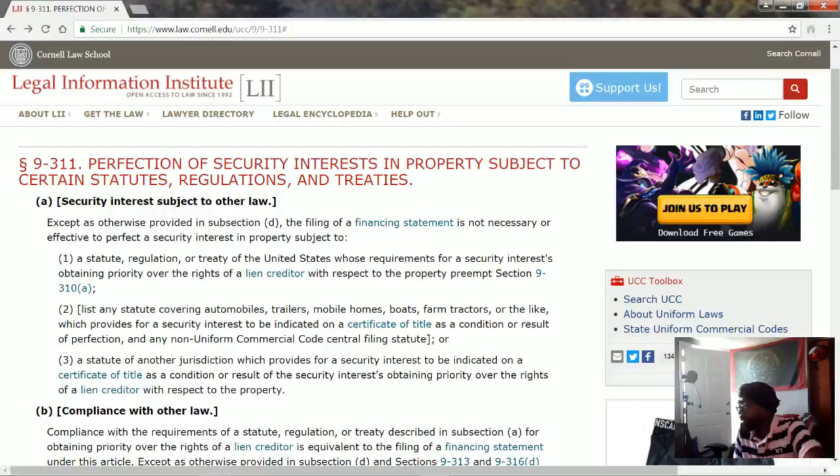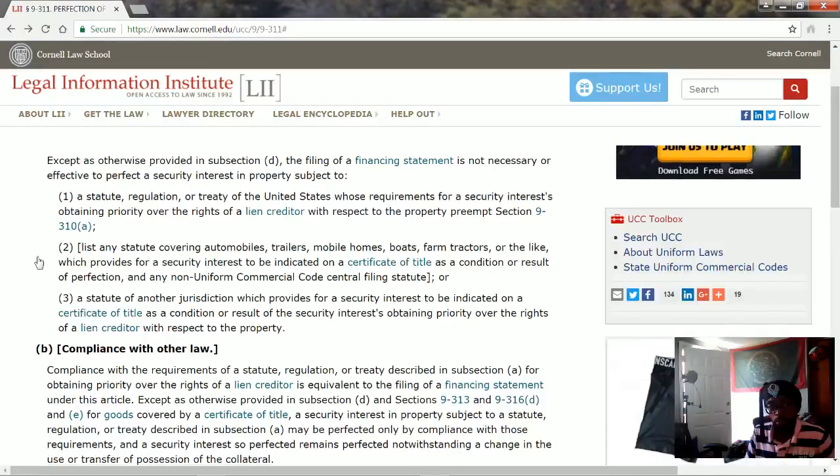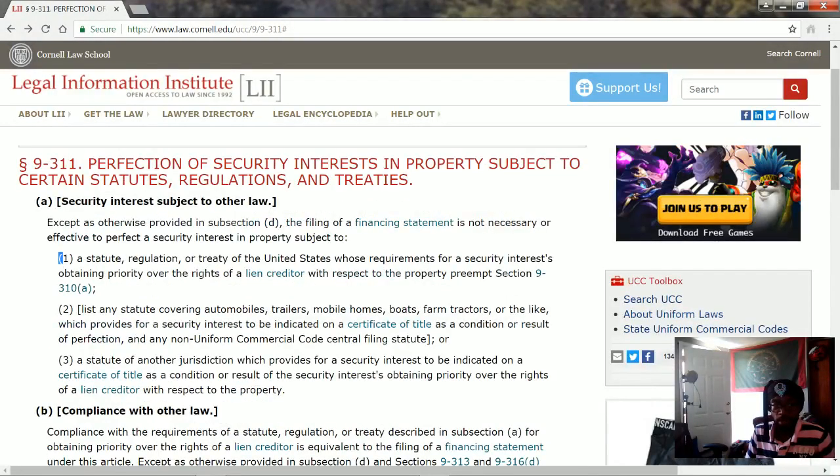All right. So now we already know that perfection of a security interest is subject to other law, and that other law being statute, regulation, or treaty, it supersedes the rights or the priority of a lien creditor, which would mean someone that has an interest in that property only through an instrument like a mortgage or a note. Okay? So number 2, list any statute. See, we don't need that. We're not dealing with statute. Number 3, you're still dealing with statutes. All we need is right here.